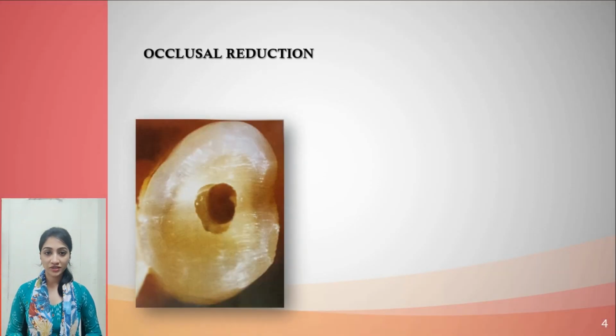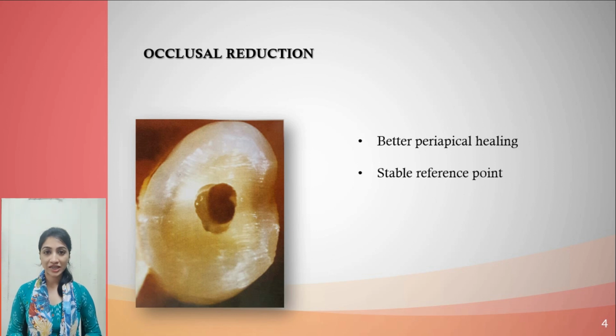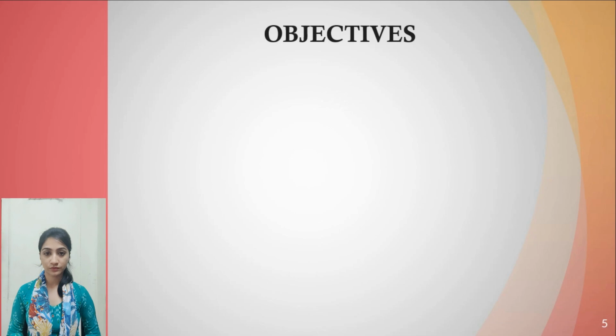For posterior teeth, occlusal reduction is a prerequisite to access preparation. There are several advantages to this. Firstly, it reduces post-operative tenderness and facilitates periapical healing. Second, it helps to attain a stable reference point. Further, it reduces working length and improves access and visibility.